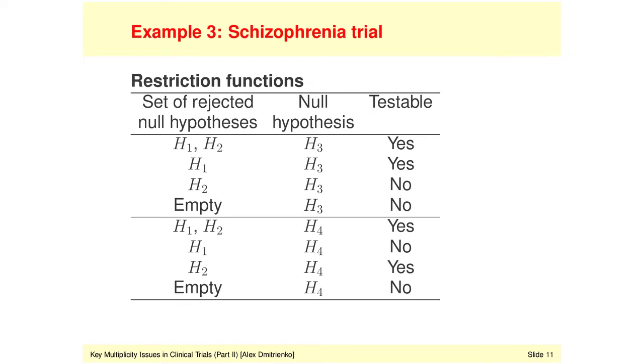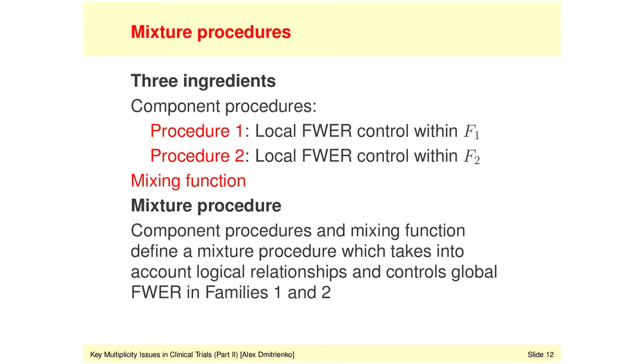So this hypothesis H3 should be accepted without spending any alpha on the corresponding test. We have talked fairly quickly about the new approach to defining logical restrictions in complex multiplicity problems. This can be accomplished using a family of restriction functions, and now we are ready to introduce the general mixture-based methodology, which is once again a framework for constructing gatekeeping procedures for clinical trials with hierarchical objectives.